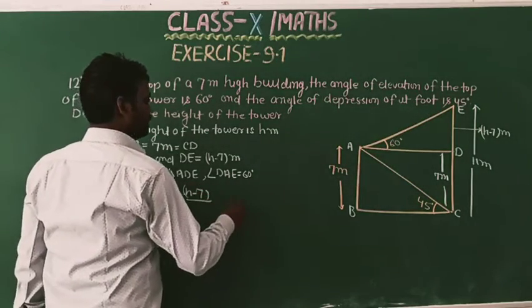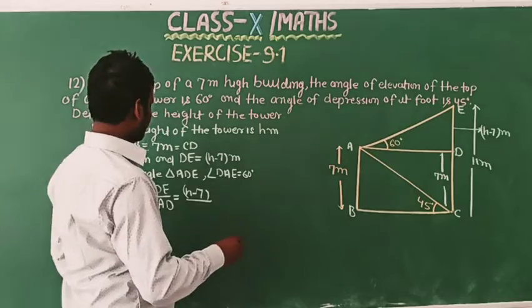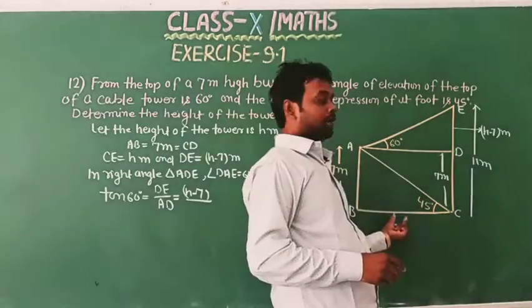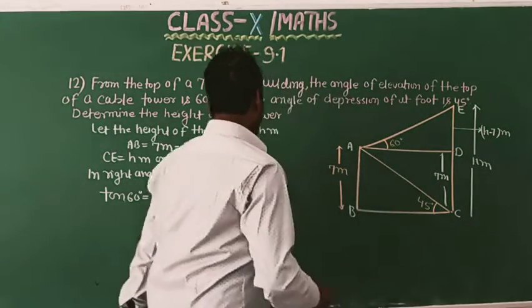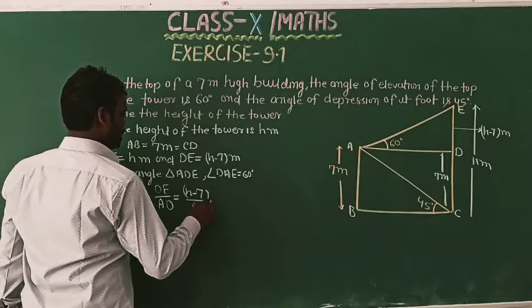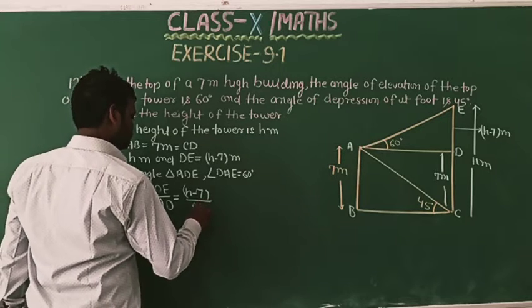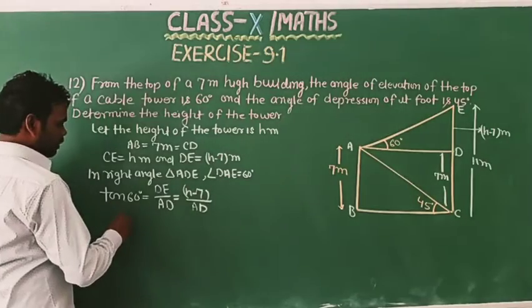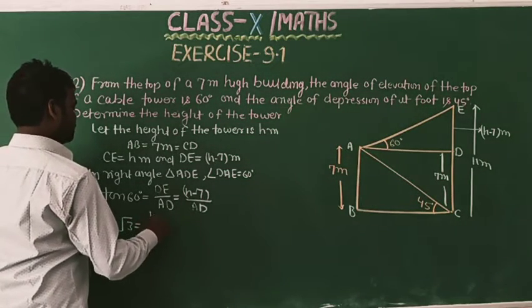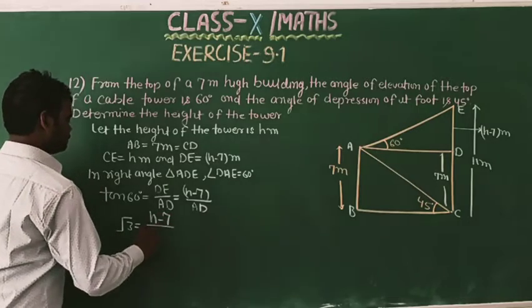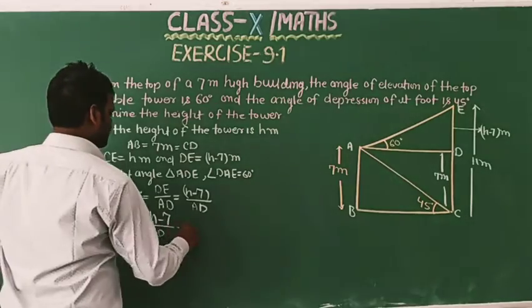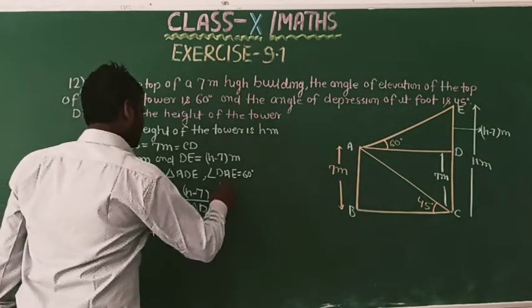Where AD and AB are equal. Okay, AD and AB are equal. The value of tan 60 is square root 3, equal to h minus 7 by AD. Say this is equation number 1.